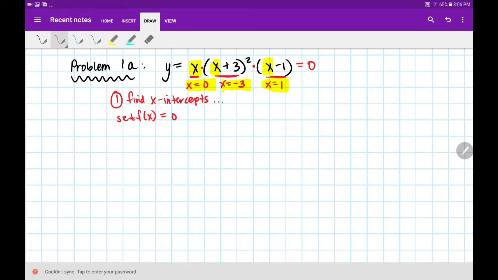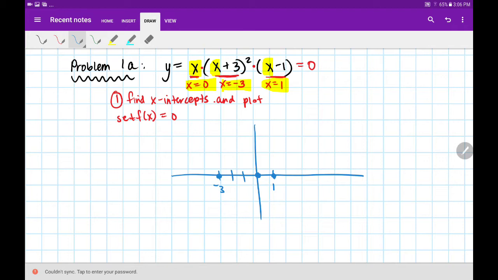Okay, immediately after finding our x-intercepts, we're going to plot them. So find x-intercepts and plot on the graph. Let's do it. So at x equals 0, at x equals negative 3, and we'll label it because it's helpful, and also at x equals 1. Alright.